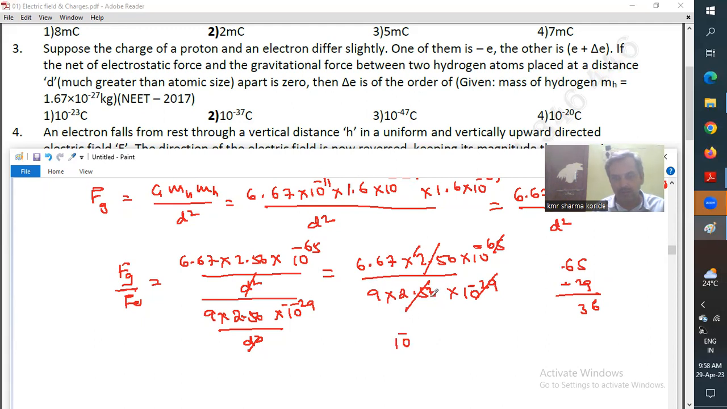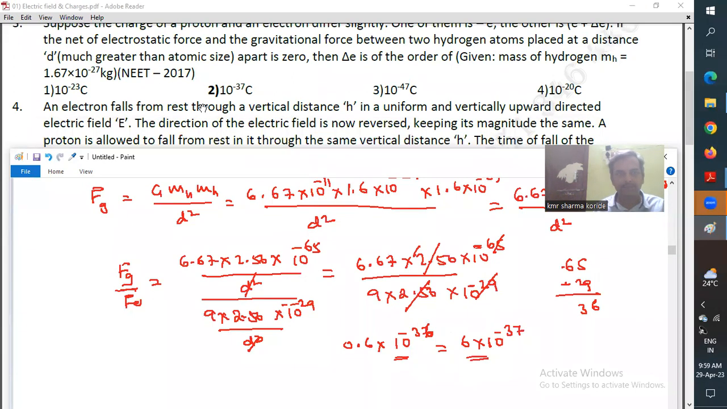So therefore, increasing, making it -37. Roughly, if you take 6.67 by 9, it is about 0.6 roughly. Initially this is -36 only, but if you want to make a higher number, then 6 into 10 to the power of -37. So the second option is correct.